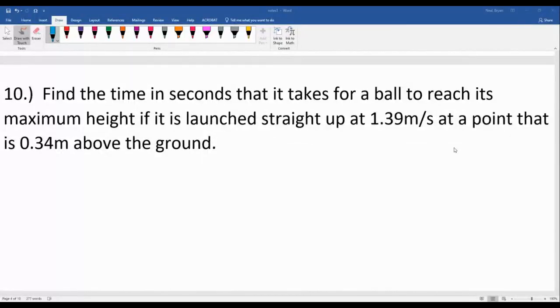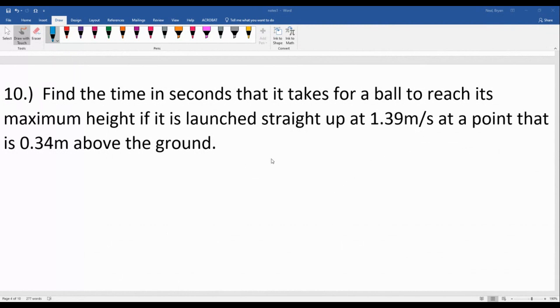All right, so here we are at the last one in the section. Here we want to launch something straight up in the air, so still one-dimensional even though it's vertical. We have a starting velocity, and if you think about it, we have an ending velocity. So we'll talk about that in a second.